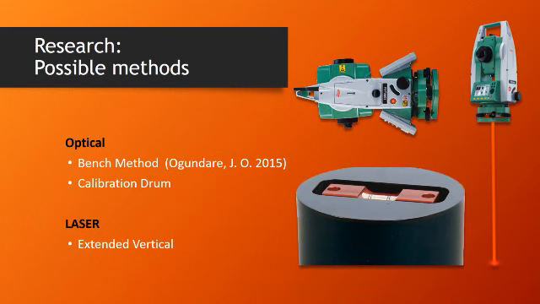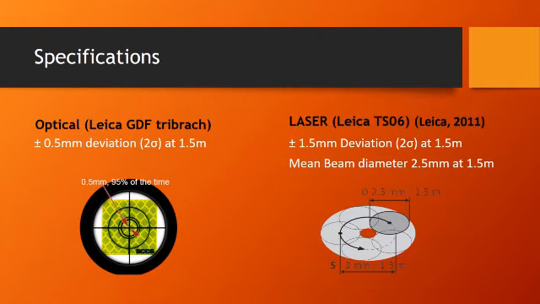The specifications for an optical Tribrach are 0.5 millimeters deviation at 1.5 meters height, and for the laser it's a 1.5 millimeter deviation at 1.5 meters height. They're both specified at 2 sigma. This, for example, on the optical sight means that when you're targeting using the sight, you'll be able to position your sight within 0.5 millimeters of the target 95% of the time. This is in laboratory conditions.